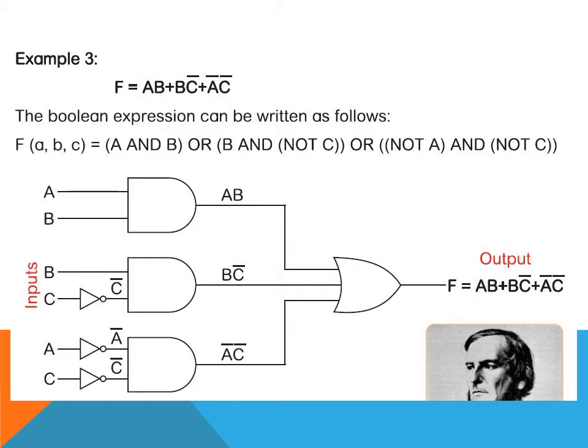In the same way, A and C are the inputs of two NOT gates and the outputs will be A bar and C bar. Those A bar and C bar will be fed as input to another AND gate and the output will be A bar C bar. Now these three outputs, that is AB, B C bar and A bar C bar, will be fed into an OR gate and the final output will be F equal to AB plus B C bar plus A bar C bar.